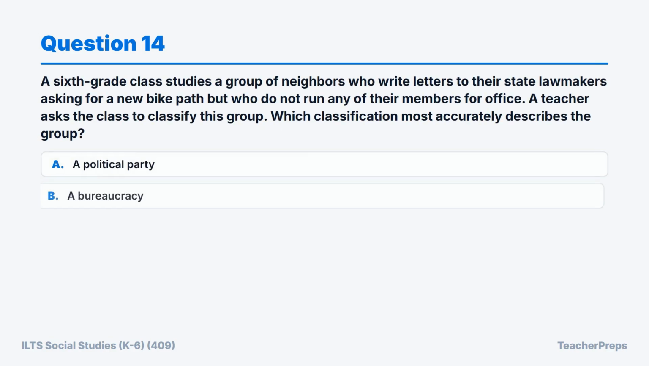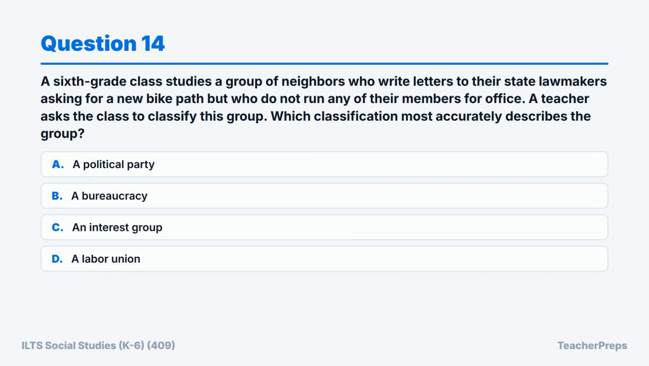Question 14. A sixth-grade class studies a group of neighbors who write letters to their state lawmakers asking for a new bike path, but who do not run any of their members for office. A teacher asks the class to classify this group. Which classification most accurately describes the group? Pause the video and select the best answer.